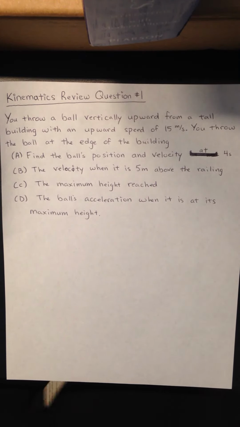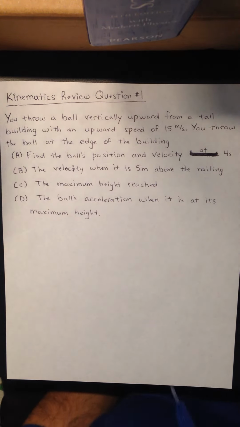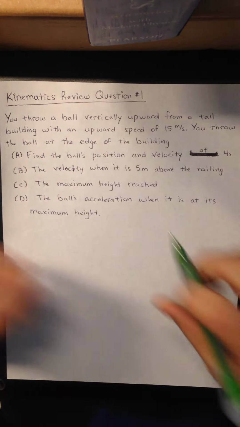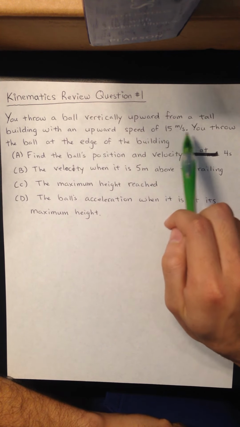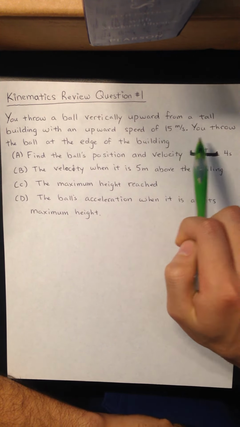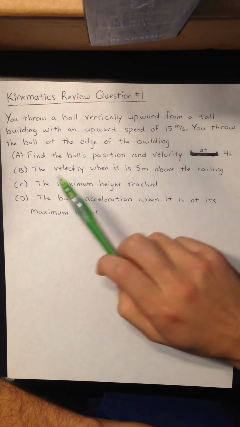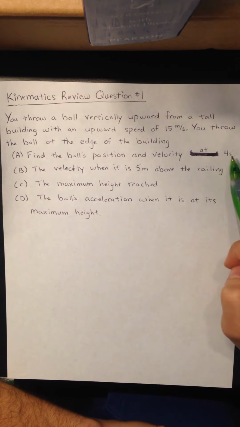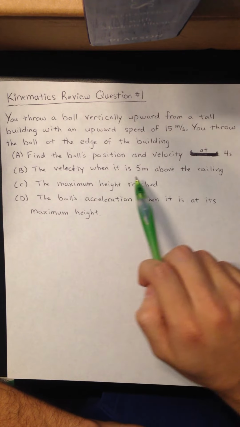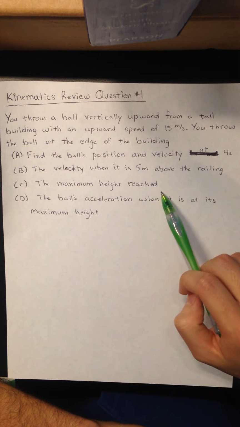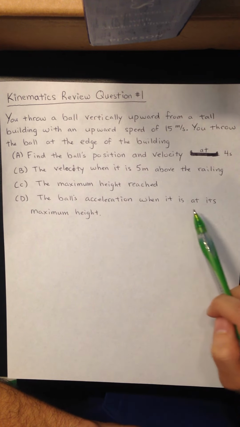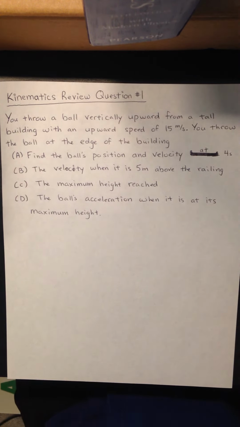Alright, so this is the first review question in kinematics. I'm going to start off pretty simple. Throw a ball vertically upward from a tall building with an upward speed of 15 meters per second. You throw the ball at the edge of the building. Find the ball's position and velocity at 4 seconds, the velocity when it is 5 meters above the railing, the maximum height reached by the ball, and the ball's acceleration when it is at its maximum height.